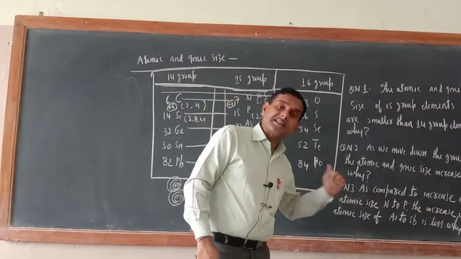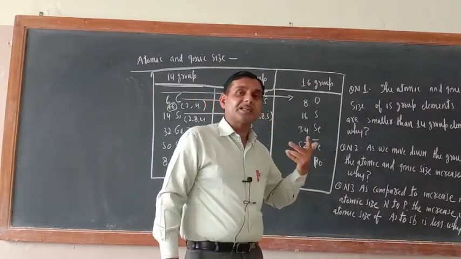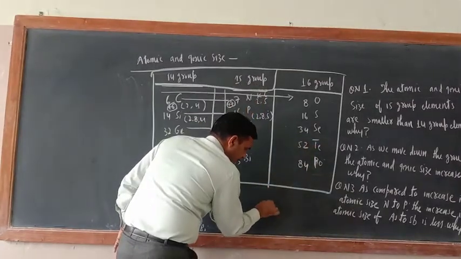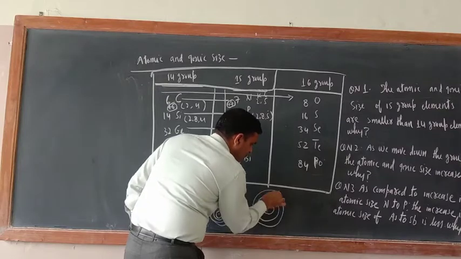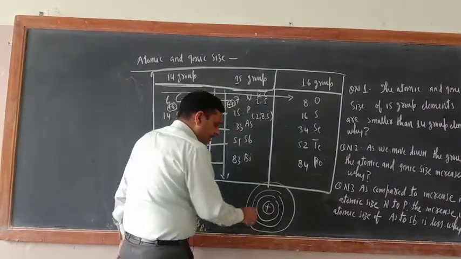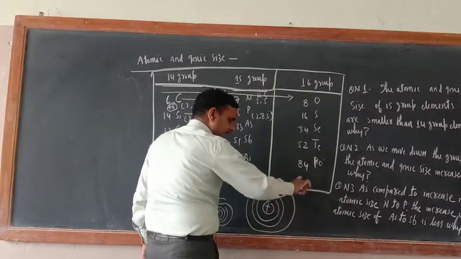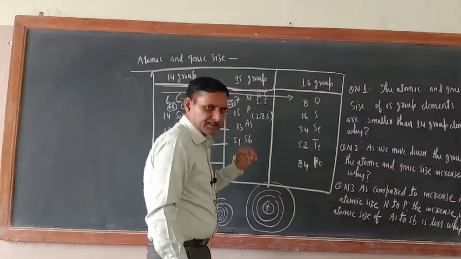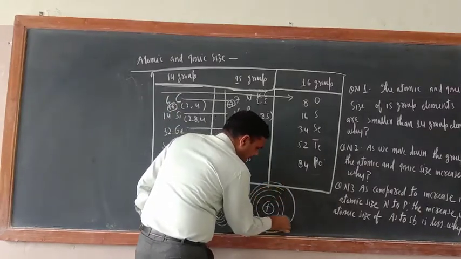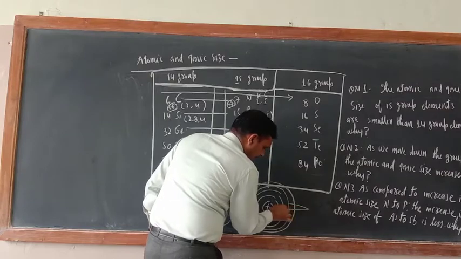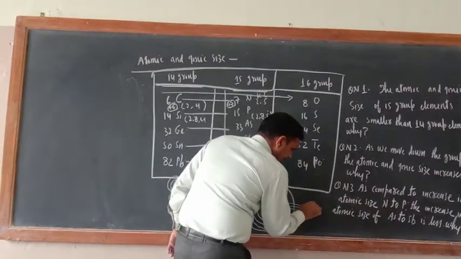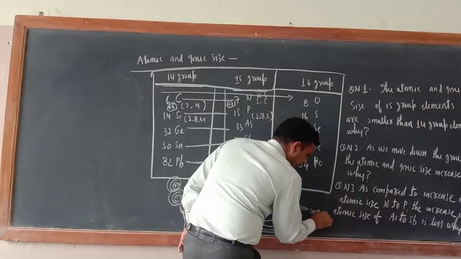When the number of shells increases, the nuclear charge is also increasing, right? But remember, as we move top to bottom in any group, the nuclear charge also increases and shells also increase. But the inner shells which are increasing are other than the outermost shell. Like here, how many inner shells are there? 3 inner shells are there.